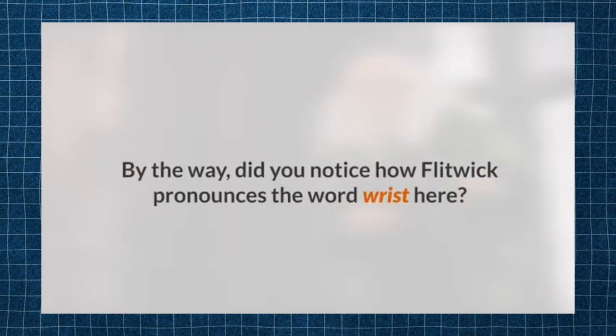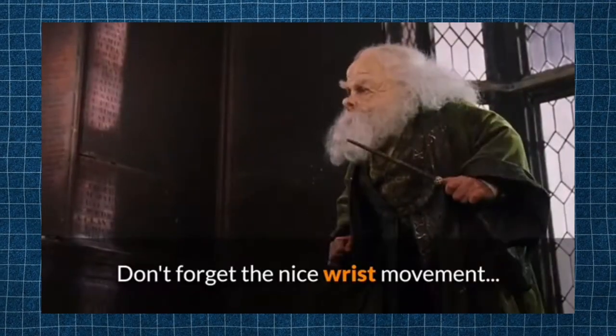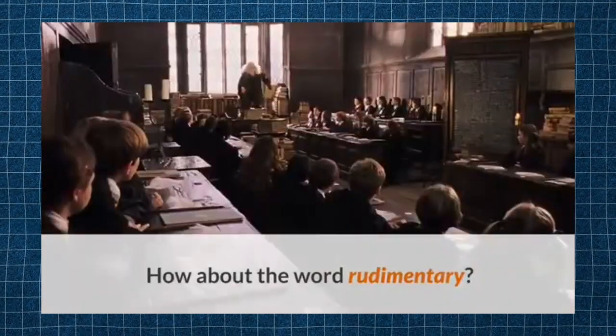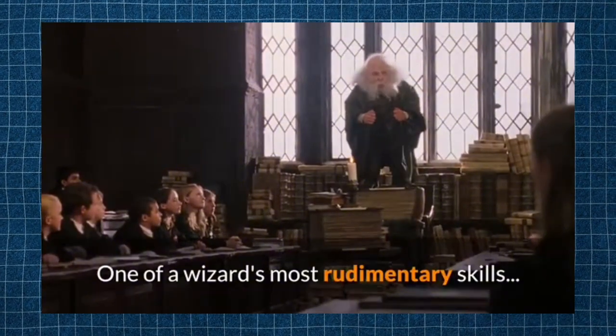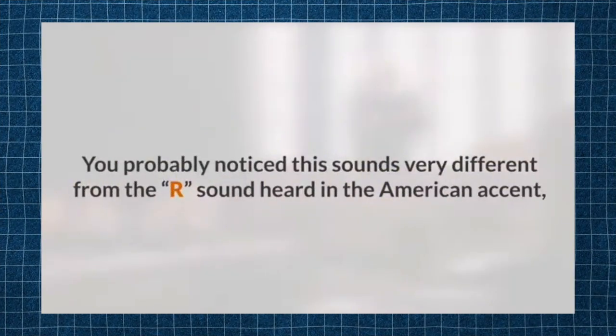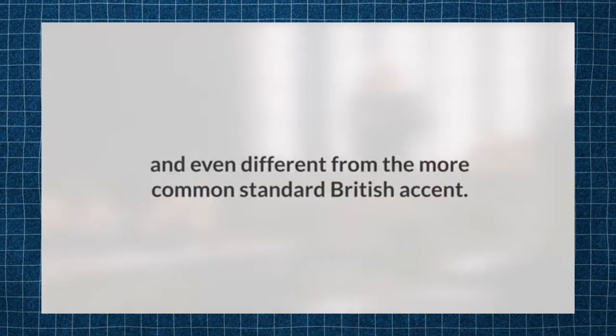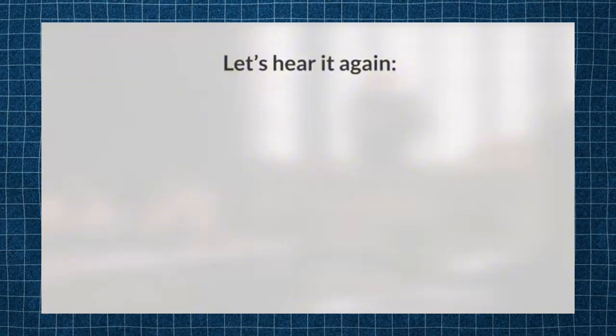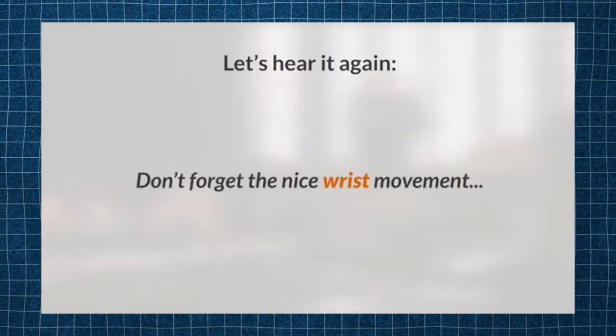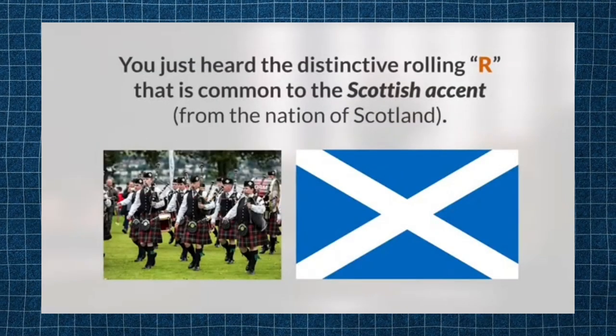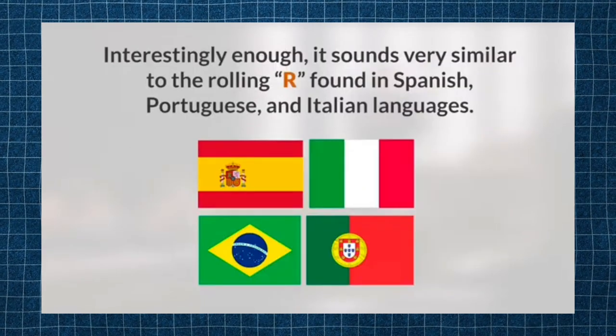By the way, did you notice how Flitwick pronounces the word wrist here? Don't forget the nice wrist movement. How about the word rudimentary? One of the wizard's most rudimentary skills. You probably noticed this sounds very different from the R sounds heard in the American accent, and even different from the more common standard British accent. Let's hear it again. Don't forget the nice wrist movement. You just heard the distinctive rolling R that is common to the Scottish accent. Interestingly enough, it sounds very similar to the rolling R found in Spanish, Portuguese, and Italian languages.